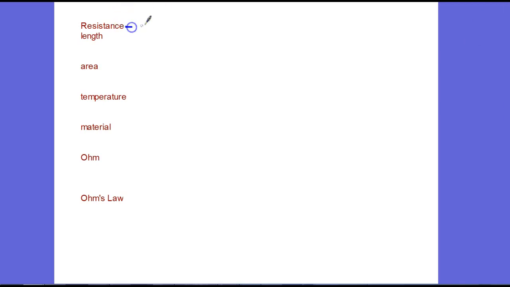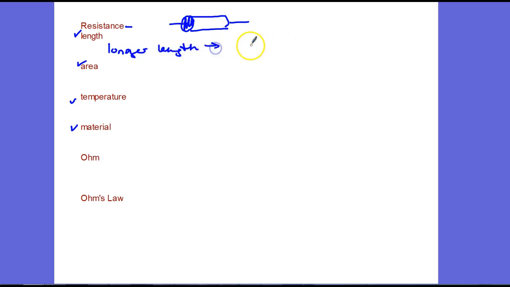Some materials provide resistance to current flow, and we use these materials to regulate current flow. A resistor will often look like a cylinder. It doesn't have to, but it'll often look something like this and have wires to connect to. The resistance depends on the length, the area, and by area, I mean the cross-sectional area of the resistor, temperature, and the material. Longer length means greater resistance.